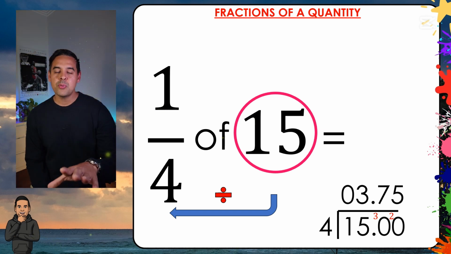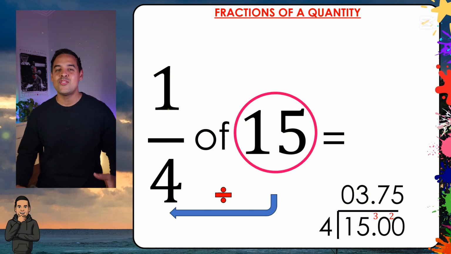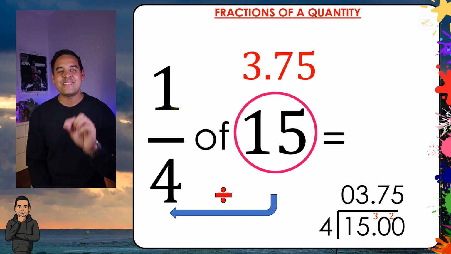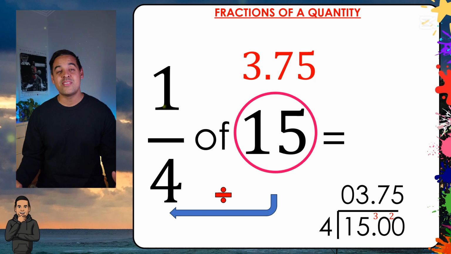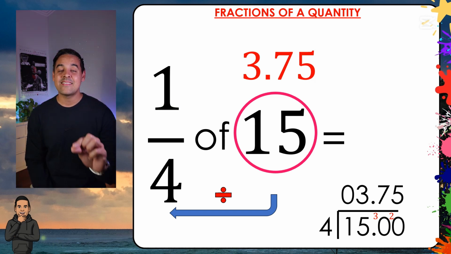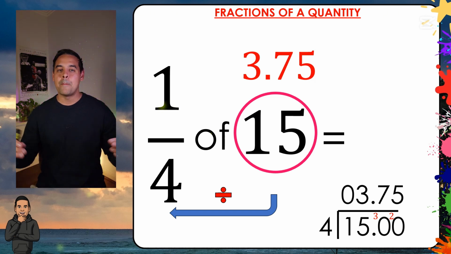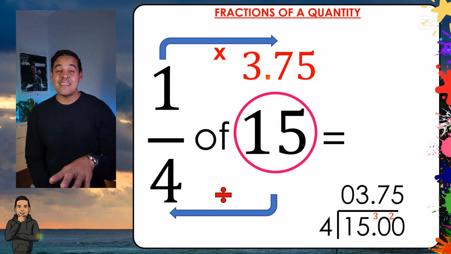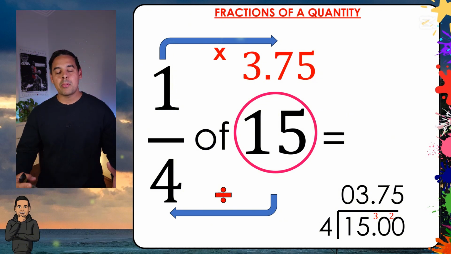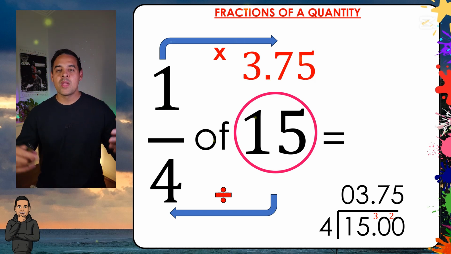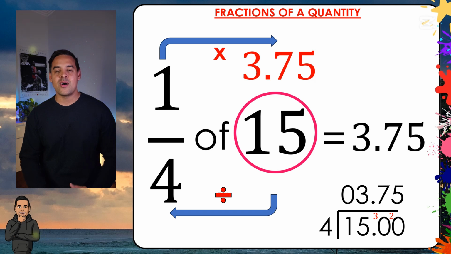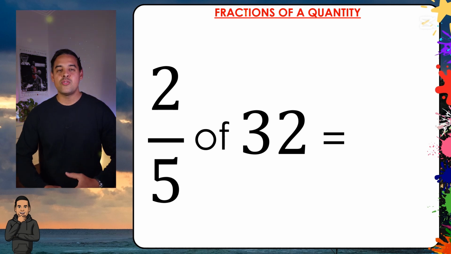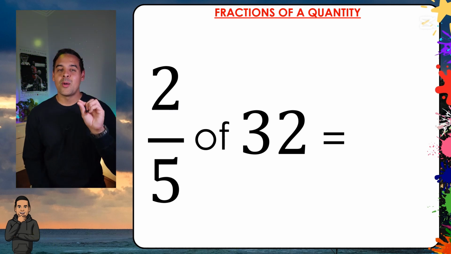Now, once you've put that 15 divided by 4 into an algorithm, we find the answer here. The answer in this case is 3.75. So we follow the exact same process, except this time we have a decimal number. It is not a clean whole number, but you follow the exact same process. Now, what we need to do once we find the answer of 15 divided by 4 is multiply it by our numerator. So 1 times 3.75 is going to equal 3.75.